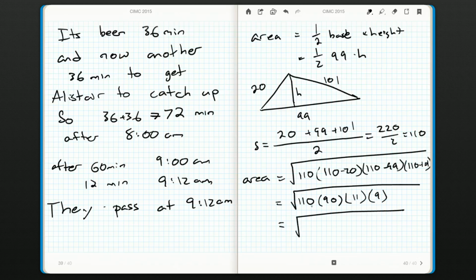Okay. Well, I could calculate this all out with my calculator, or I could realize 110 is 11 times 10. 90 is 9 times 10. We got 11, and we got a 9. So really, this is the square root of, we've got two 9s, so 9 squared, times 10 squared, times 11 squared. The square root and the square signs cancel each other out, and we're just going to be left with 9 times 10 times 11, or 99 with a 0 on the end, so 990. Okay. So we got 990. And we know that that's going to be 1/2 times 99 times h.